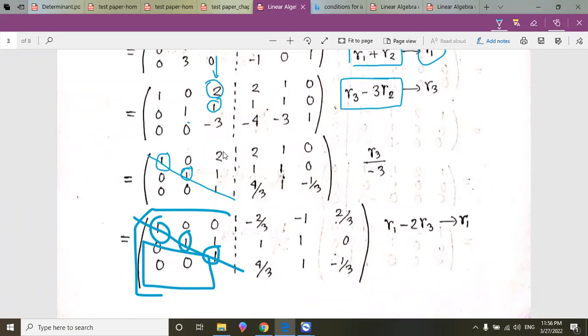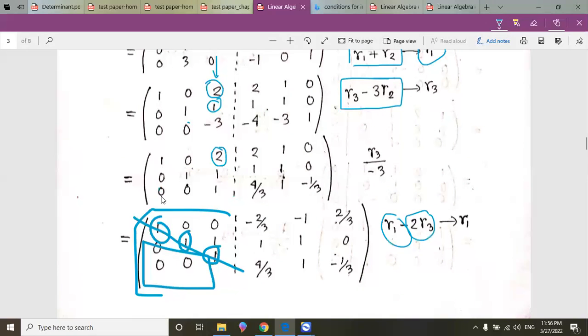So now you can just multiply. Okay, so we want 0 here, right? That's why we multiply 2 with the third row. You see here, we multiply 2 with the third row, and then we subtract the third row from the first row. So let me write down here.